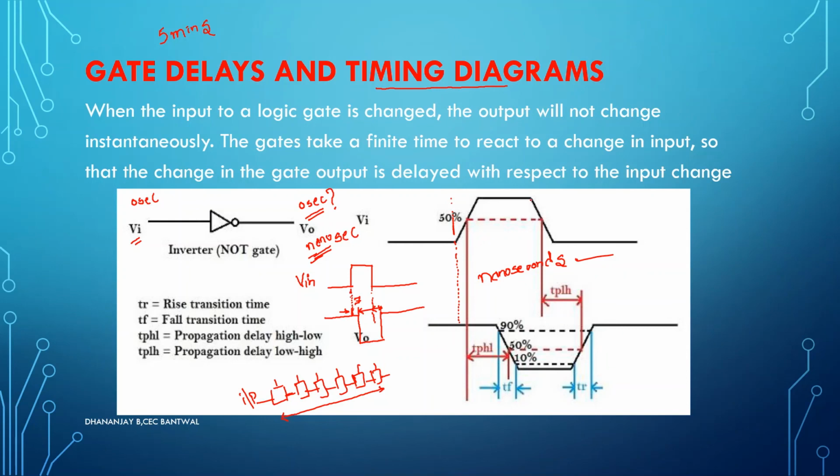Similarly, your input is 1 and you want to make it 0, but as soon as you try to make it 0, it is not becoming 0, it is taking some time, and that particular time is called fall transition time. This is all it is. See, it is explained here. Rise time is the time taken for the input or the output to rise from 10% to 90%. Similarly, fall time is nothing but the time taken by the input or output to fall from 90% to 10%. So that particular time duration is called rise time or fall time. Basically, it's a time delay or gate delay itself.